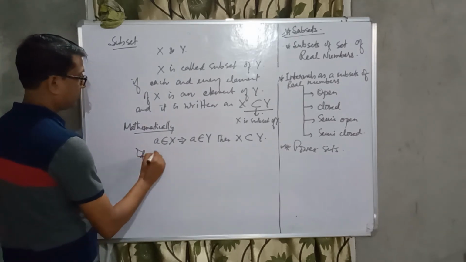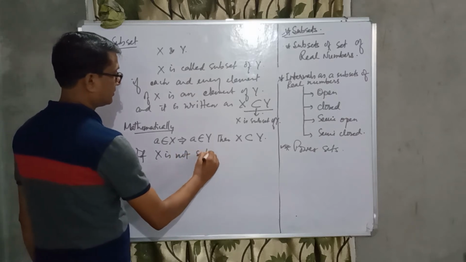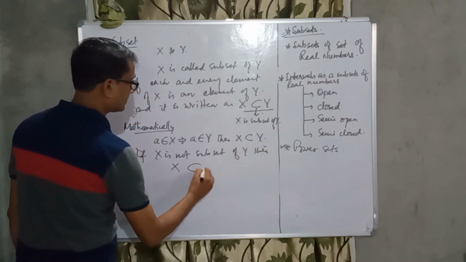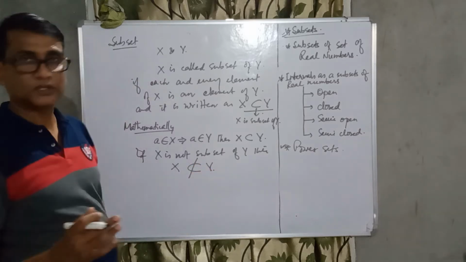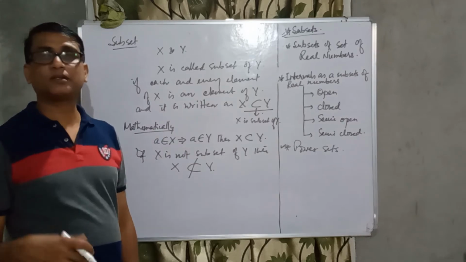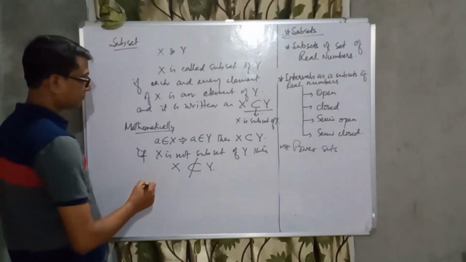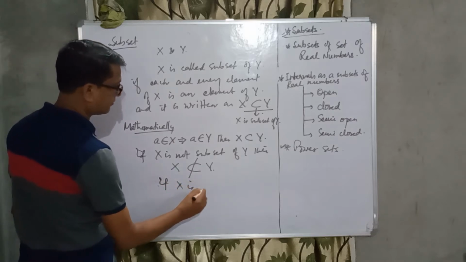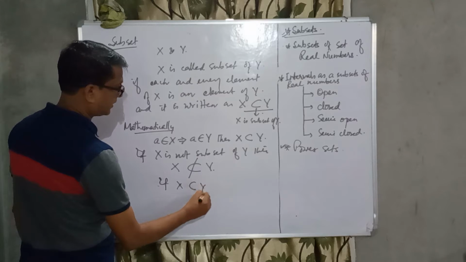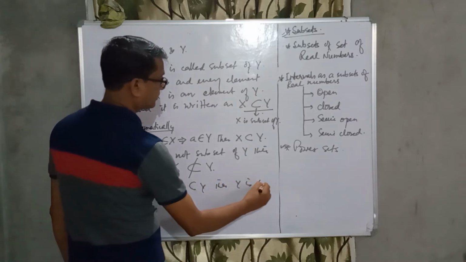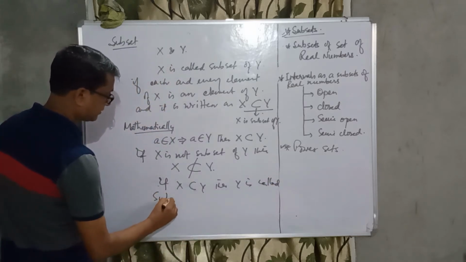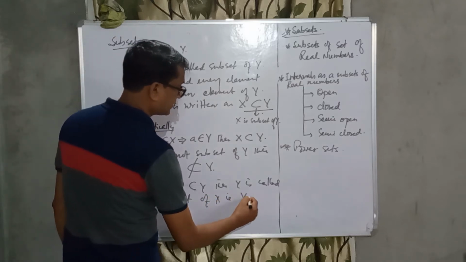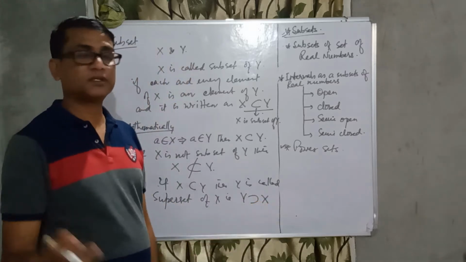And if x is not a subset of y, then what will we write? We write the subset symbol crossed with a slash to explain that x is not a subset of y. Here, if x is a subset of y, then y is called a superset of x. That is, y is a superset of x. This symbol is used for superset.